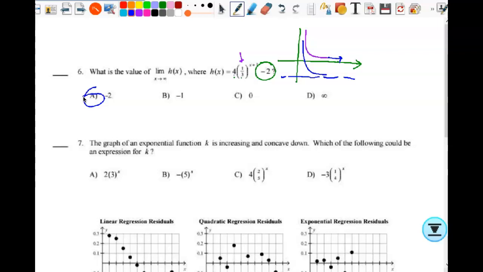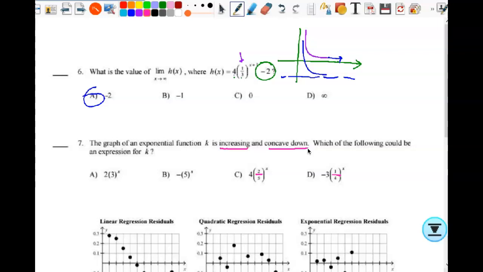All right, on number 7. Looks like I lost some fraction bars here. I don't know why that happens sometimes, but it does, so let's put those back in there. The graph of an exponential function k is increasing and concave down. Which of the following could be an expression for k?